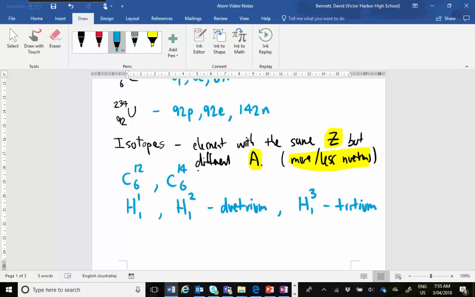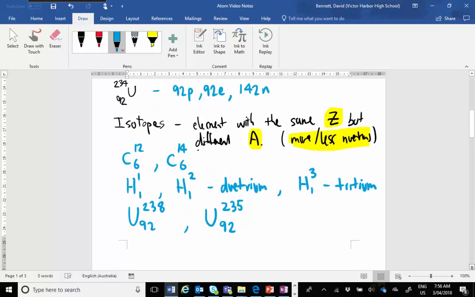All right, the other one probably most notable, I suppose, is uranium-238. That's the normal thing of uranium that we'll actually use. And when you enrich uranium, you use 235. That's the one that easily fissions. All right, so an isotope is simply an element that has the same atomic number but a different mass number.